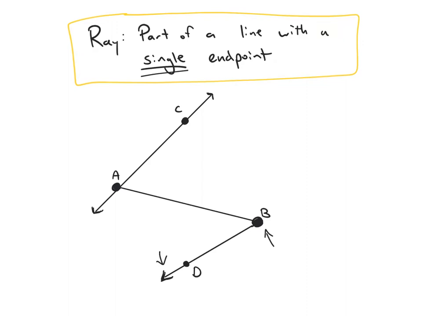So we can name this ray by naming the endpoint, B, and another point that falls on the ray, which in this case is D. And just like the line and line segment, we're going to put a little line above, but to show that this is a ray, we're only going to put an arrowhead on one end. So this right here we would read as ray BD, and this shows that it starts at B and the point D falls along that ray. So we have ray BD.